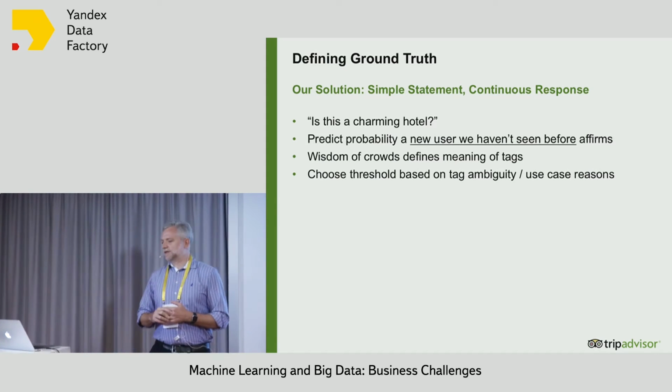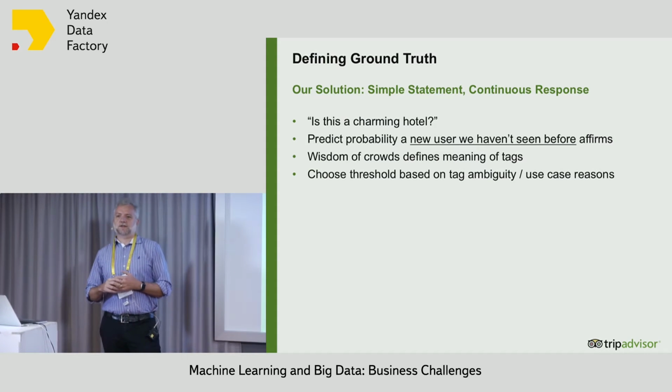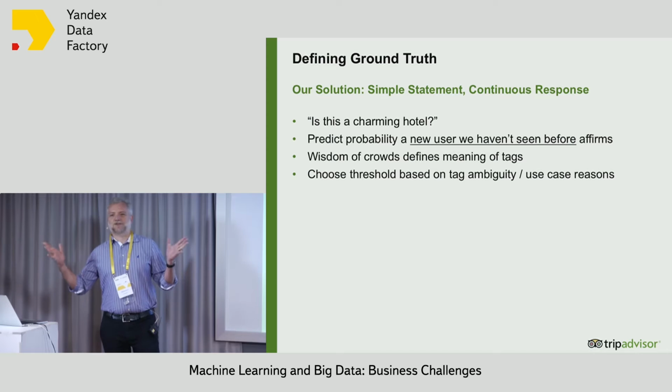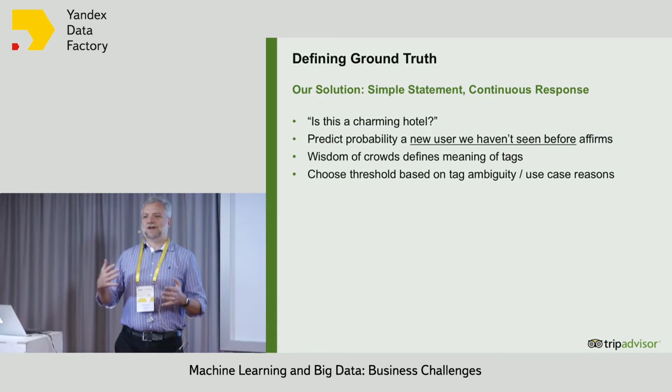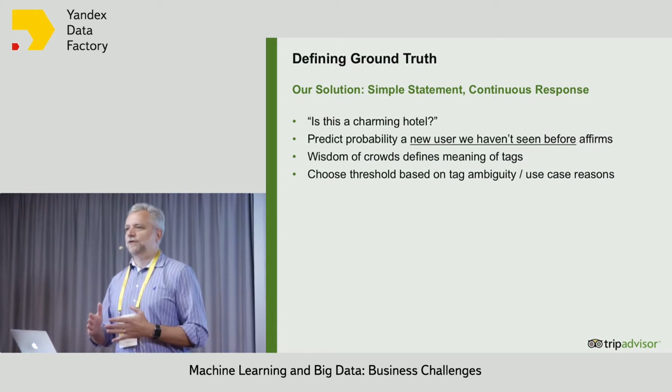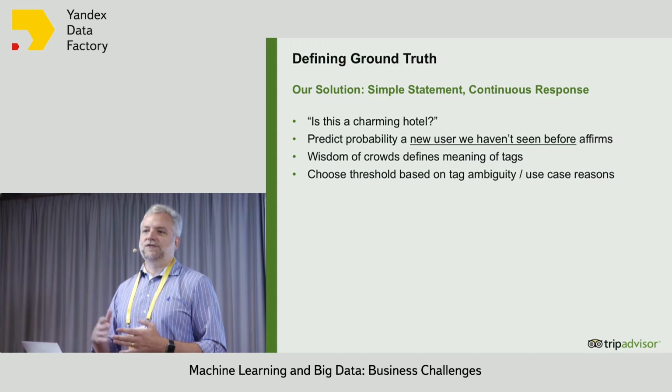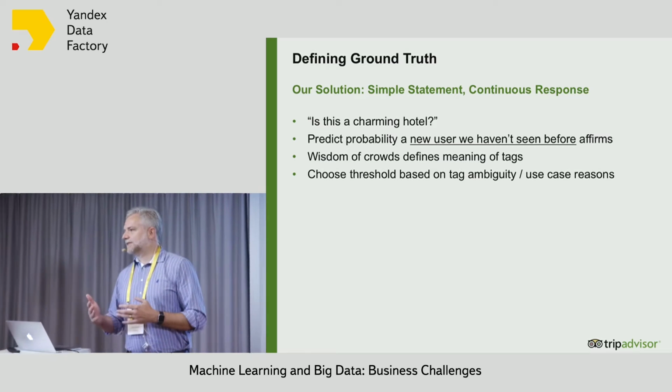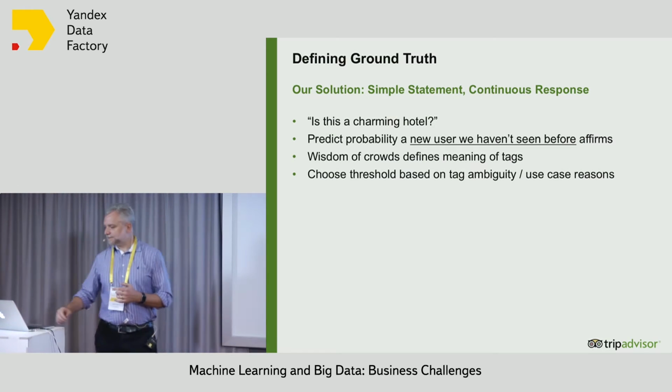And we'll pick different thresholds based on the ambiguity of the tag. Like charming, what the heck does charming mean? It's a very ambiguous concept, so you might pick a lower threshold. Whereas if it's something like, is this a Chinese restaurant? That's a very unambiguous thing, and you might pick a higher threshold.